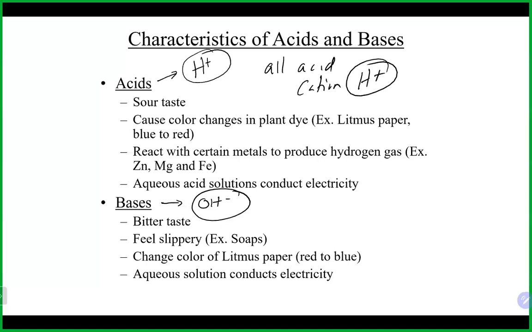Again, as I mentioned before, most weak bases, like ammonia, have something like NH in them, or nitrogen in them. A lot of weak bases have that kind of ammonia-looking part to them, and those are a lot of the weak bases.